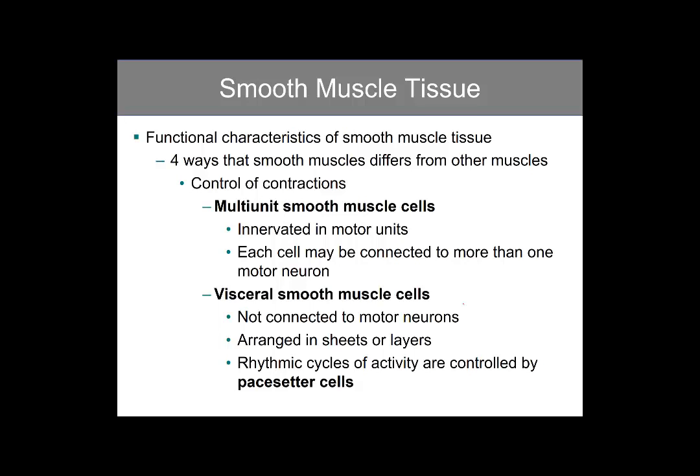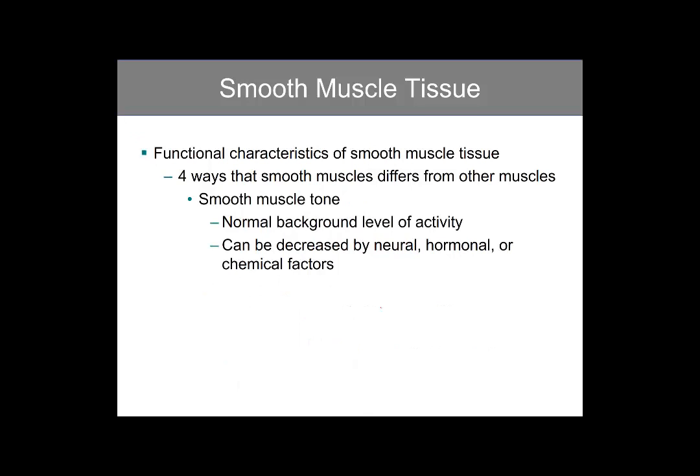Multiunit smooth muscle cells are innervated by motor units, and each cell may be connected to more than one. Visceral smooth muscle cells are not connected to motor units. They're arranged in sheets or layers that exhibit a rhythmic cycle of activity controlled by pacesetter cells. Lastly, smooth muscle tone: there are normal background levels of activity within smooth muscle which provide the muscle tone that can either be increased or decreased by neural, hormonal, or chemical factors.